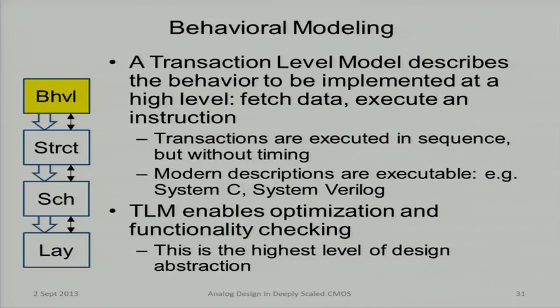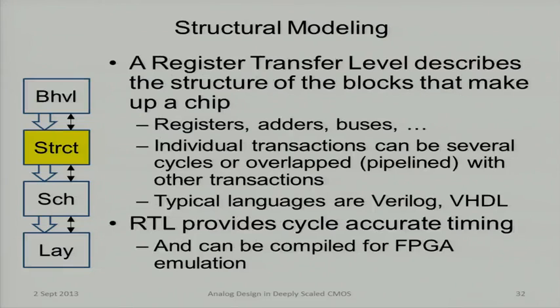Modern transaction level descriptions are executable, and this allows you to do a lot of optimization and functionality checking. It simulates very quickly and effectively. Next, we have a structural model. The structural model gives you some idea what the structure of the system looks like. It turns out that register transfer level descriptions are used here. You can tell structures: registers, adders, subtractors, buses.